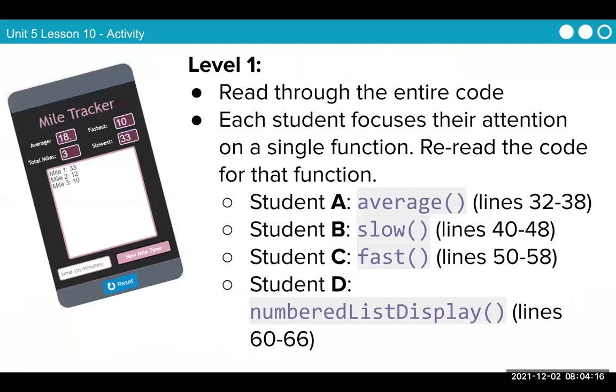Read through the entire code. Each student focuses their attention on a single function. Reread the code for that function. Student A does the average, which is lines 32 to 38. B does slow, lines 40 to 48. C does fast, lines 50 to 58, and D does numbered list display, lines 60 to 66. Okay, let's take a couple minutes, go in there, look at that code. Pause video.